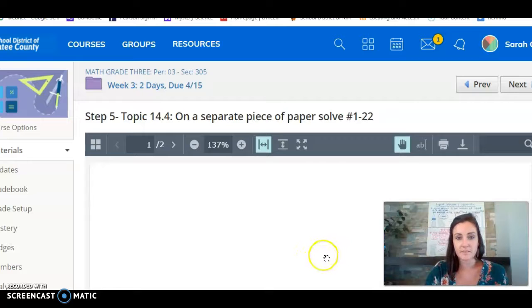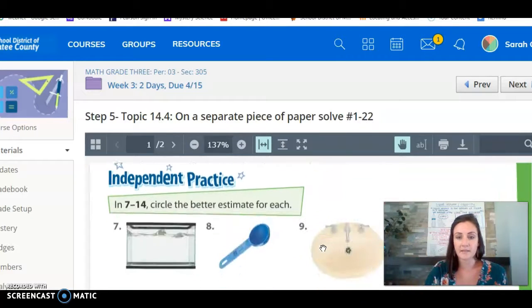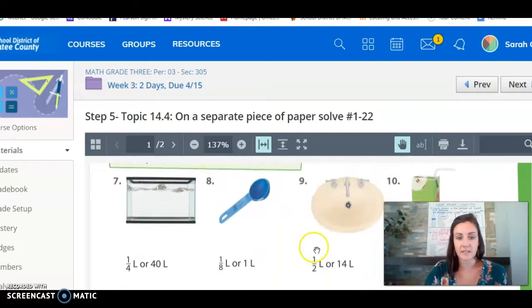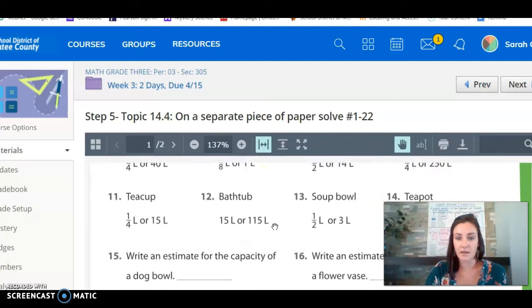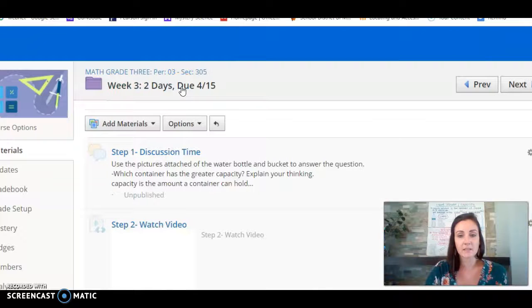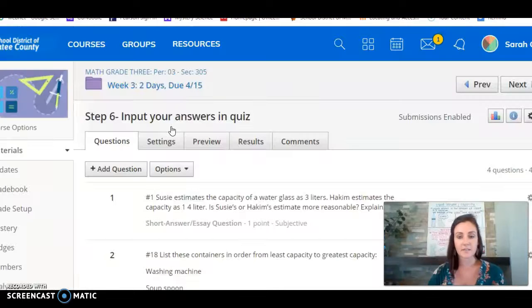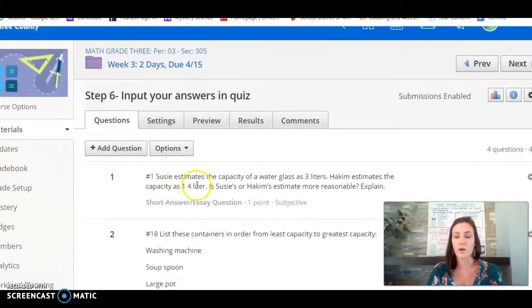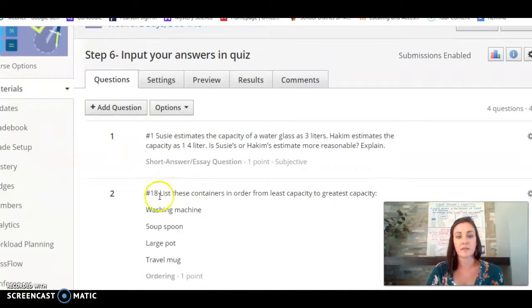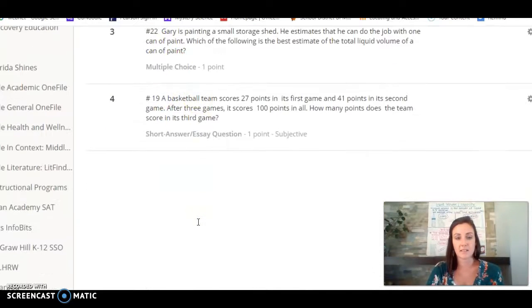Please solve these. Going through, you are comparing different items here, just like what we'll do in our video together. All right, and then when you're finished with that, your last step is to input your answers. So remember, when you're inputting your answers, you have your number next to it, okay? So this would be number 1 on that practice sheet. This would be number 18 on that practice sheet, number 22, and number 19.